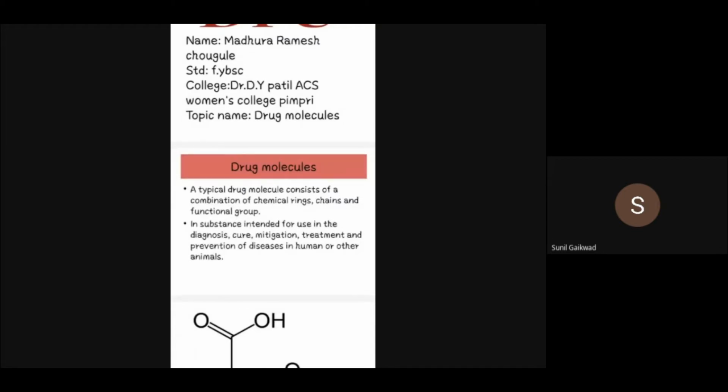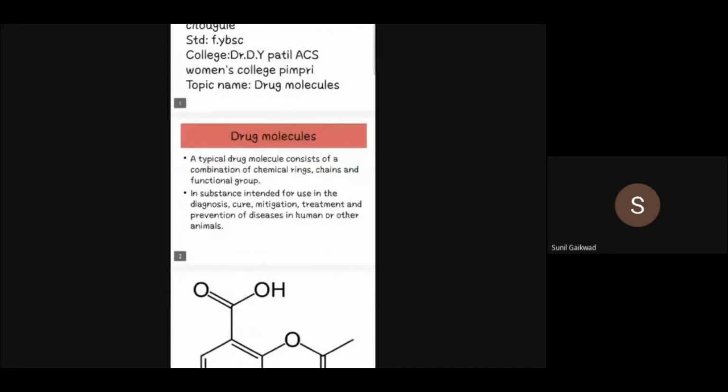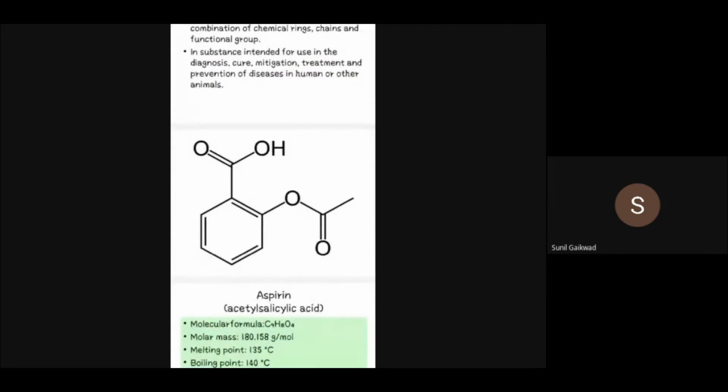So, in easy words, we will know what a drug is. It is a substance intended for use in the diagnosis, cure, mitigation, treatment, and prevention of diseases in humans or other animals. Here is an example of a drug molecule, that is aspirin. This is the structural formula of aspirin.